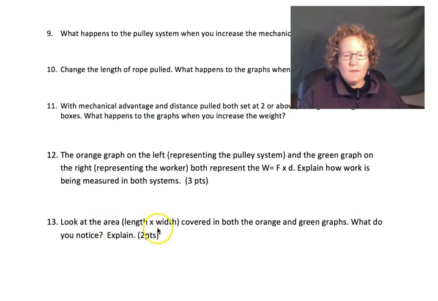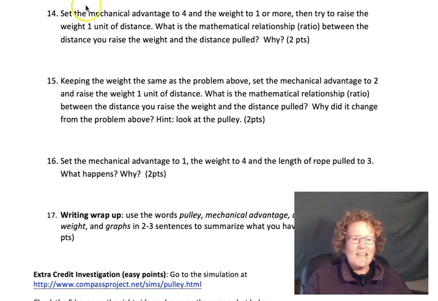Look at the area, length times width, covered in both the orange and green graphs. What do you notice? Compare the area between those two graphs. Is it the same? Is it different? Mess around with the simulation. Do all the sliders. Try lots of different conditions and see what happens to those green and orange graphs, and keep comparing the area.